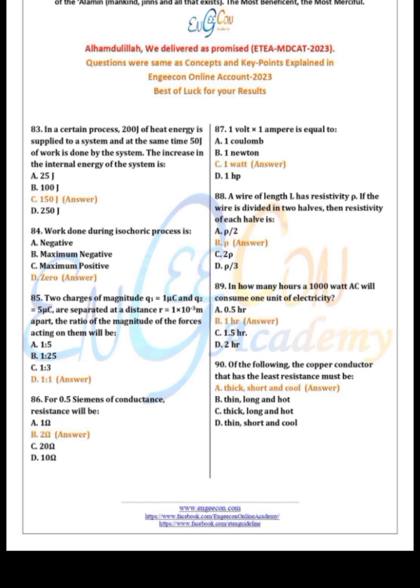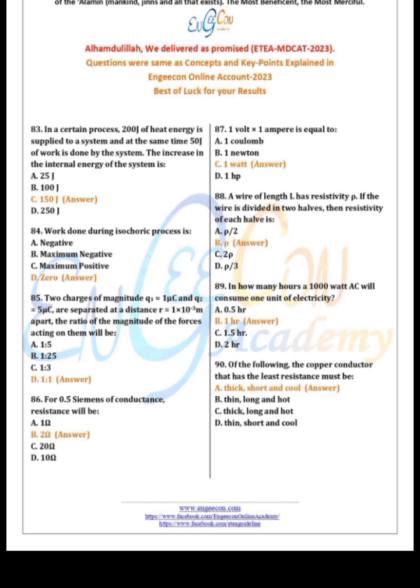88. A wire of length L has resistivity rho. If the wire is divided in two halves, then resistivity of each half will be again rho. 89. In how many hours will a 1000 watt AC consume 1 unit of electricity? Correct option is 1 hour.